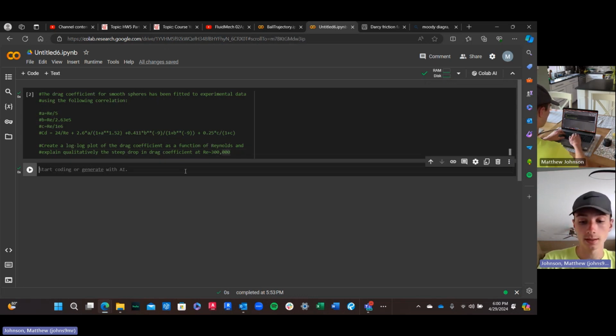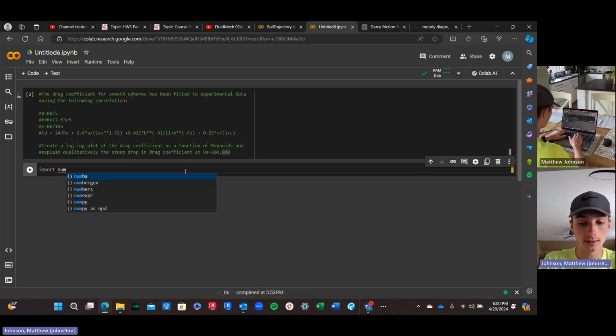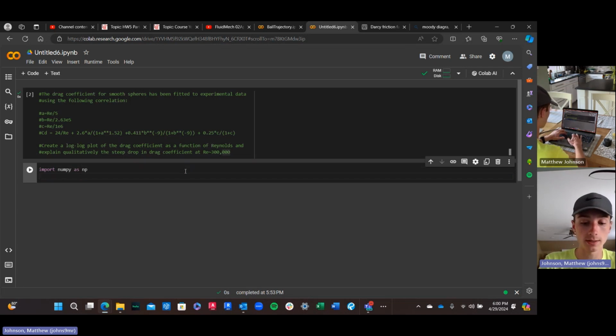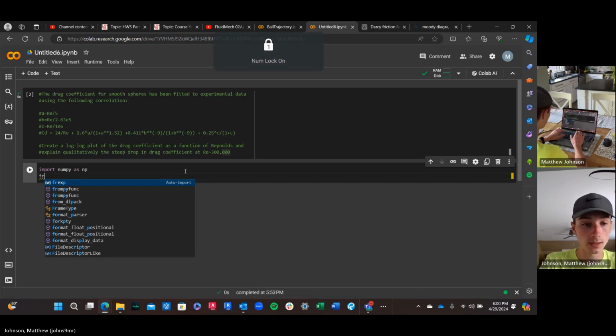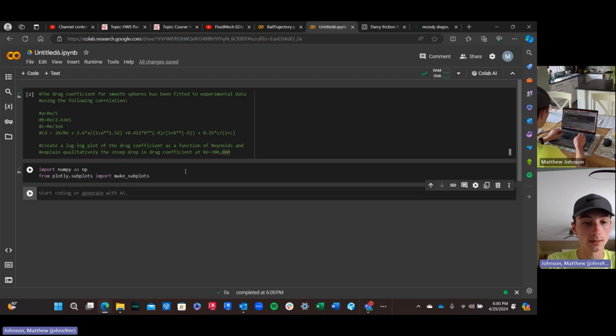So let's get started. The first thing we'll need to do, obviously, and as always, import our NumPy, make our operations a little easier. And then we're going to make a chart. So I'm going to use Plotly. I'll say from plotly.subplots, we want to import make_subplots. There we go. All right. And it should be pretty quick to do this.